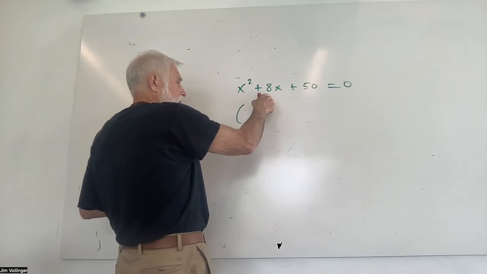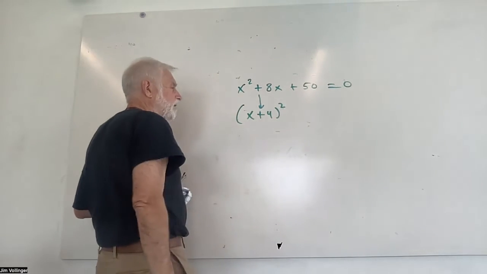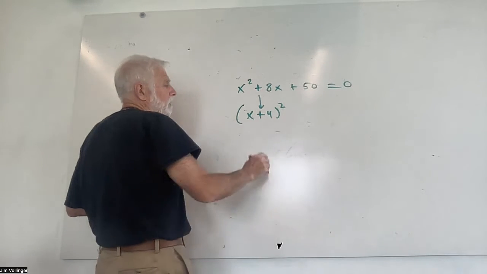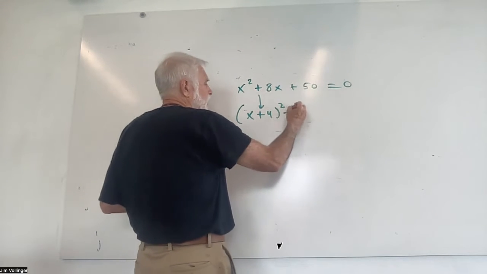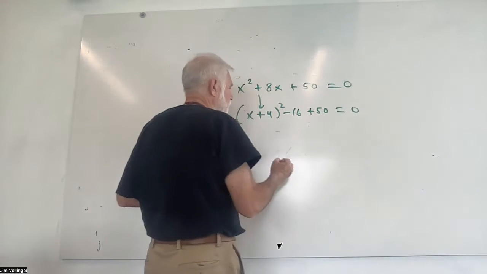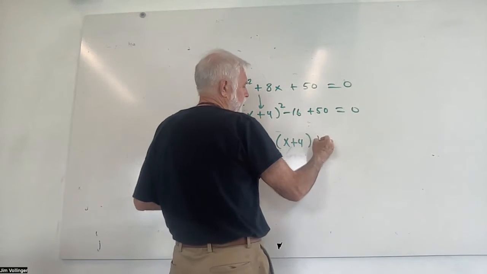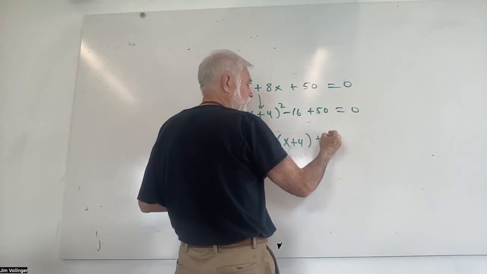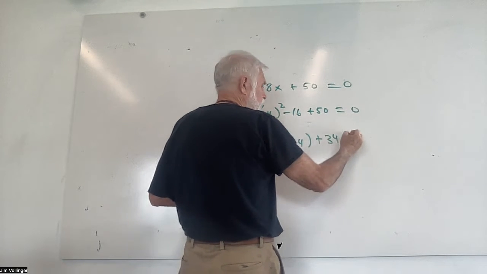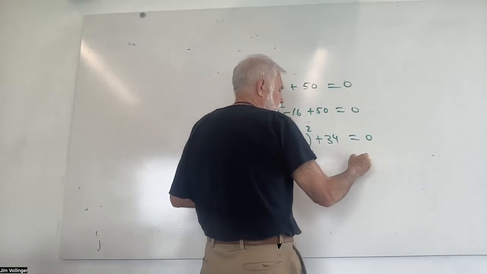So got to cut it in half. (x plus 4) squared. Notice whatever the sign is, it maintains that. And 4 squared is 16, so I got to get rid of 16. And I'm going to add 50, that equals 0. So I've got (x plus 4) squared plus 36, I believe, 34, sorry, plus 34 equals 0. And I forgot to put the square there.